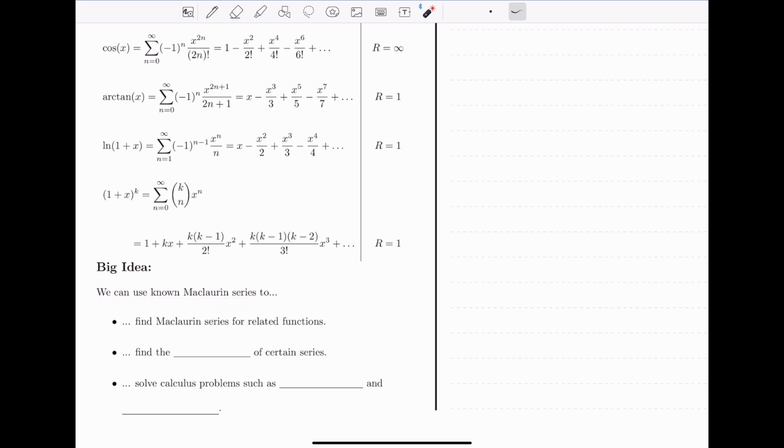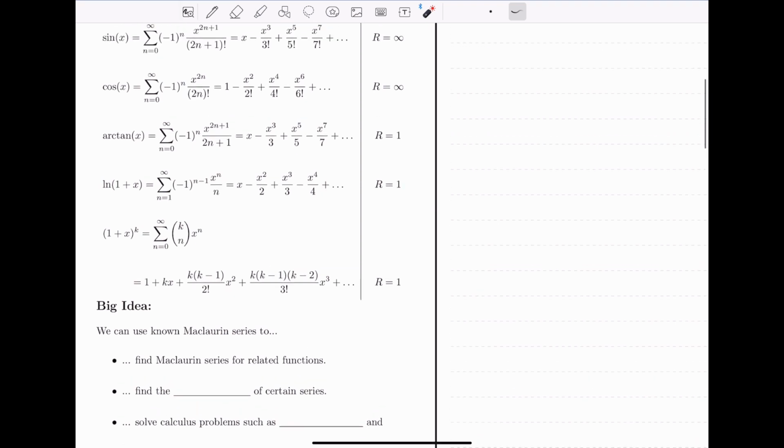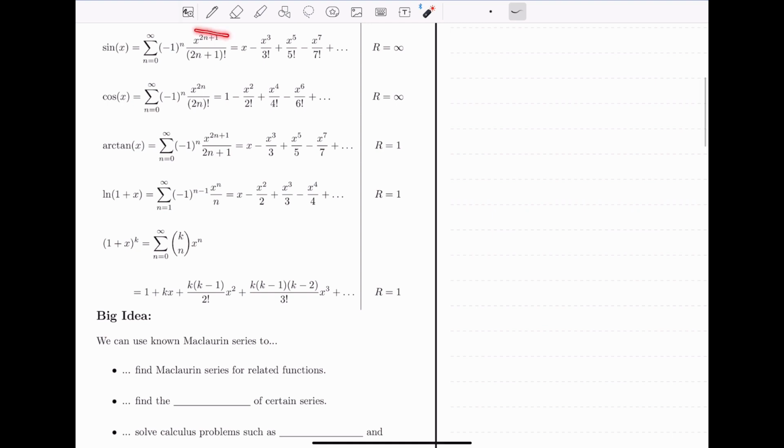Well, in some instances, we can use a Maclaurin series to find the Maclaurin series for a related function. We actually saw this with sine and cosine. We found the Maclaurin series for sine completely from scratch by hand. But then we didn't do that for cosine. We found the Maclaurin series for cosine by taking the derivative of the Maclaurin series for sine, because the derivative of sine is cosine. So we'll see that sort of a concept, using a known Maclaurin series to find the Maclaurin series for a related function.